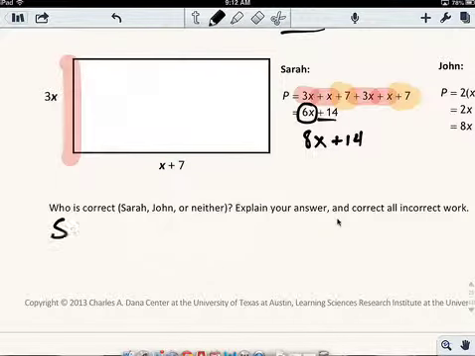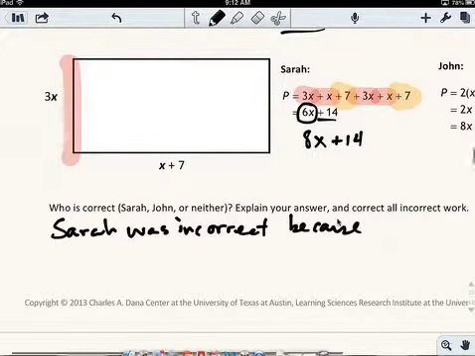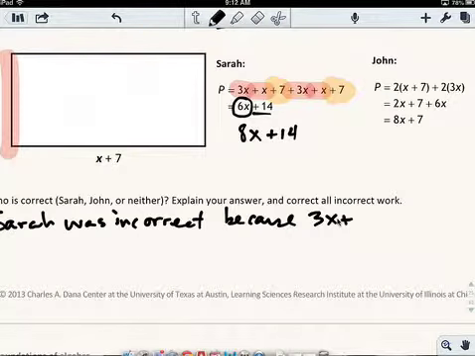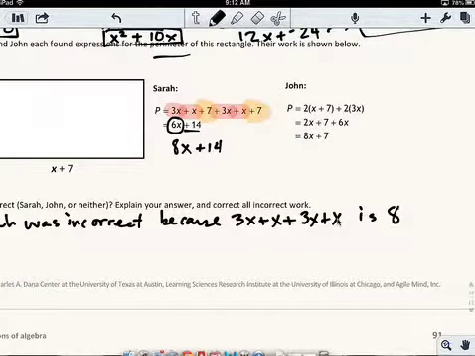I'm going to write Sarah was incorrect because 3x plus 3x plus x is 8x, not 6x. Okay, so let's look at John's work and see what he thought.